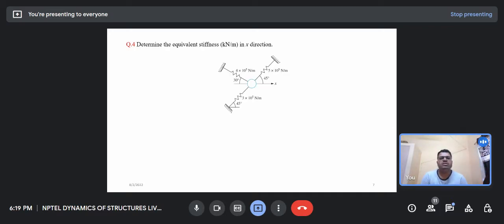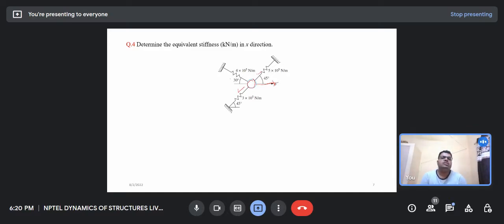Again we have one more question that is very simple, an engineering mechanics type question. We have to find the K equivalent, with only one mass here. If we give the displacement in the x direction, the deformation in all the springs would be the same. So which combination is that? This is the parallel type combination.